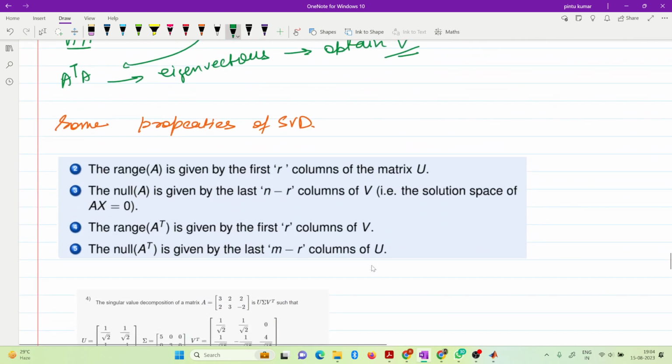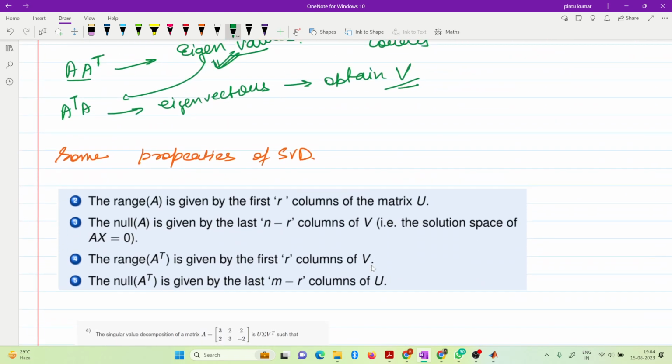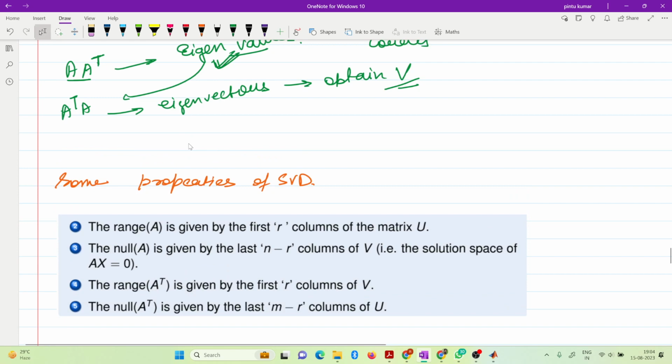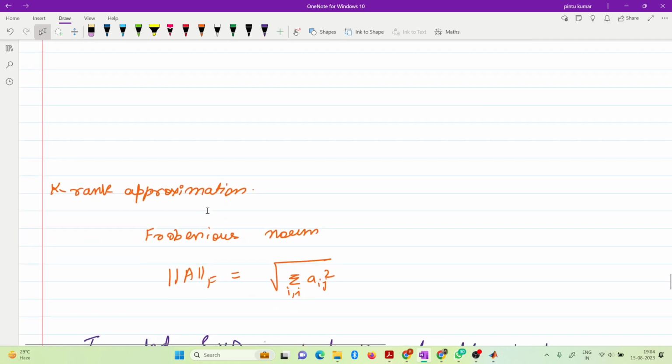This picture that I have included here is directly from the lecture. There were quite a few questions based on these 4 properties, so I've included it. First of all, I'll give you the motivation for why this singular value decomposition is important. Then we'll come back to the properties.